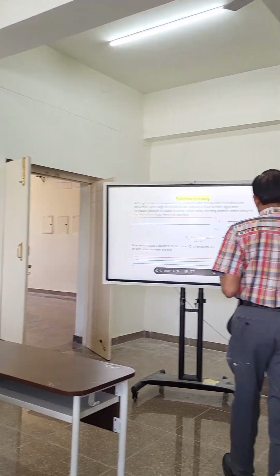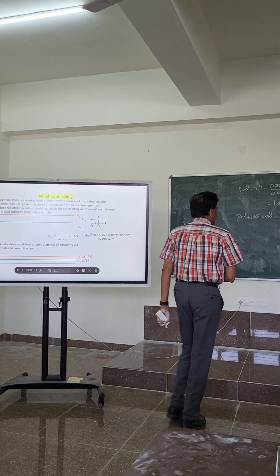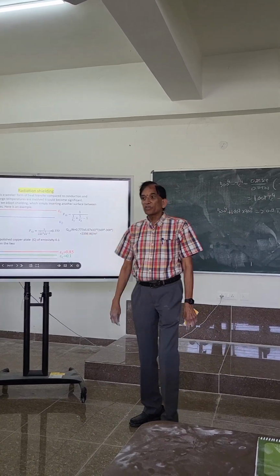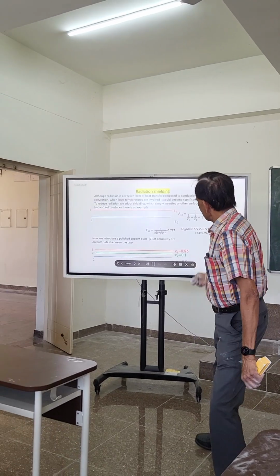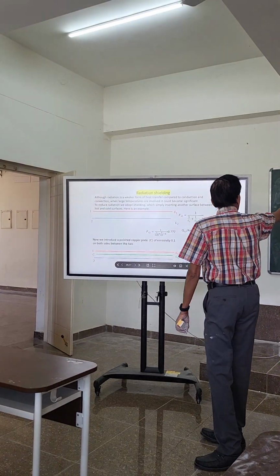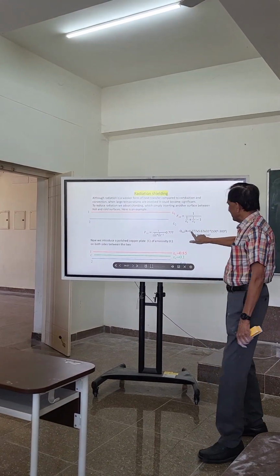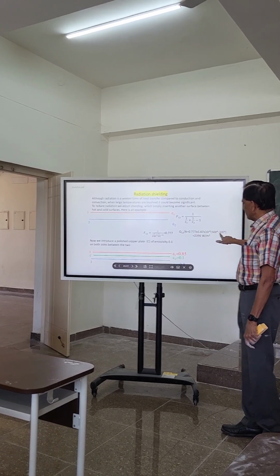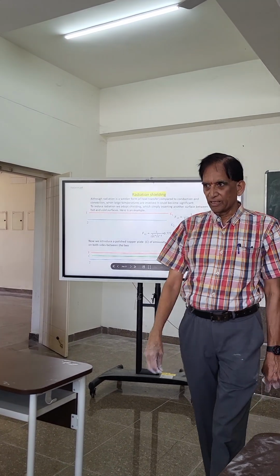So put 433 here and now we discuss it. This number will be 0.0983, right? Put 0.0983 times 5.6 times 10 to the power minus 8, times 500 power 4 minus 433 power 4. Calculate it, what do you get?